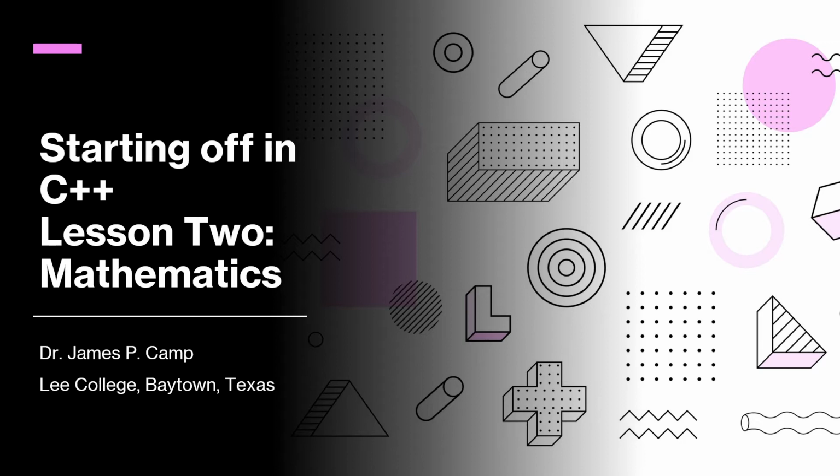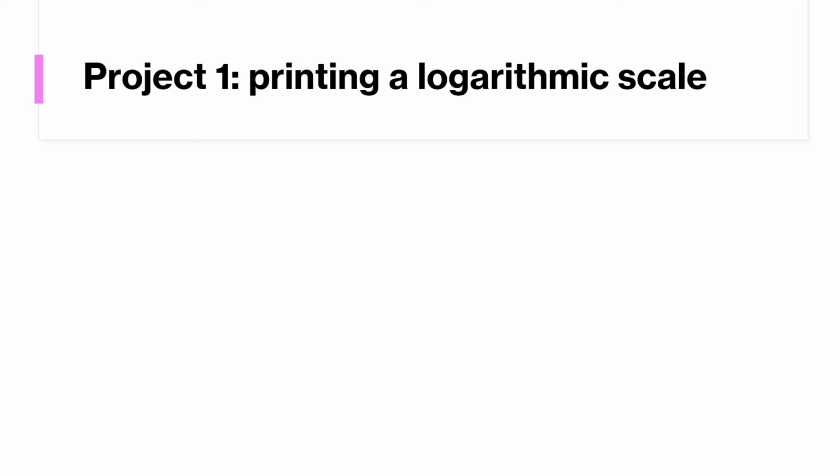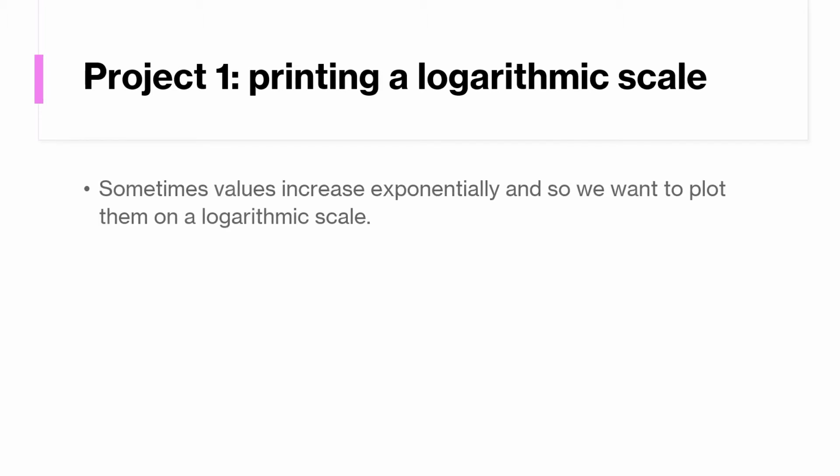Today we're going to talk about mathematical functions in C++ and a little bit of how to format your output in tables and significant figures and such. So we're going to be doing two projects today. One, we're going to be printing a logarithmic scale table, and the other is we're going to be printing a table of trig functions.